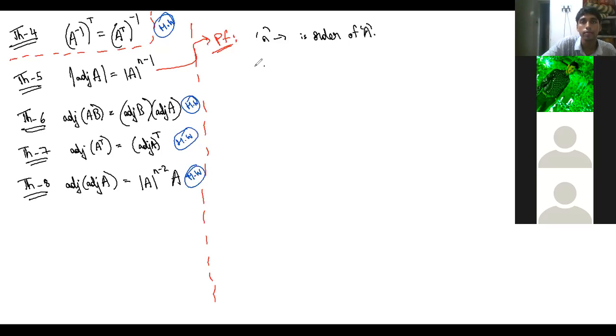We actually prove this by theorem 1. What does theorem 1 say? Can anyone tell me without looking at your books? Okay, at least with looking. A adjoint A is equal to determinant of A into I. Achha, you're telling to take determinant on both sides, right? Haan, you are asking to take determinant on both sides, right?